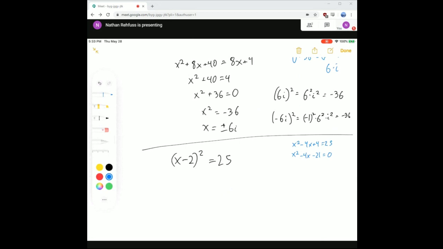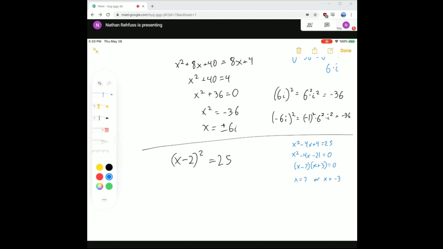And then we can factor: x minus 7 times x plus 3 equals 0. So x equals 7 or x equals negative 3. That's one way to solve the problem. But as a matter of fact, it's not the only way.